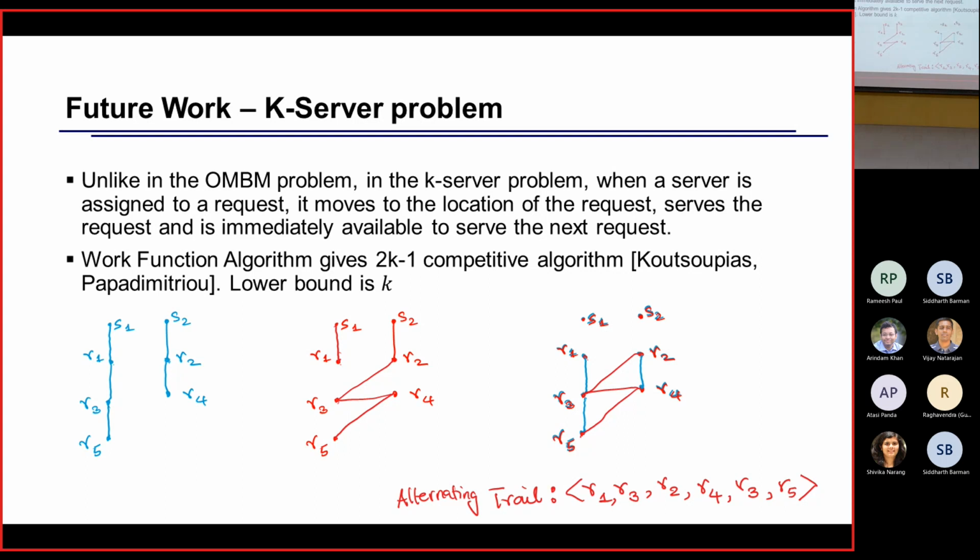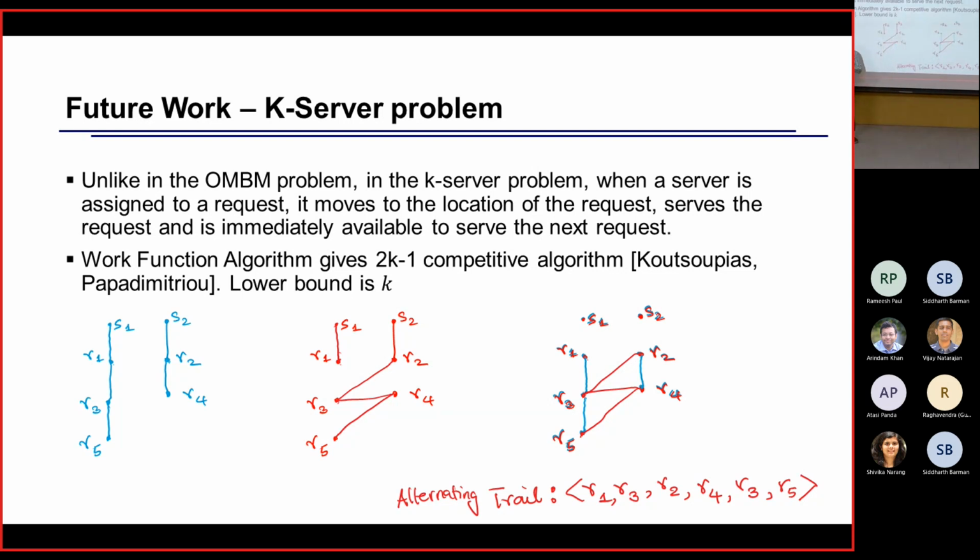If you take the symmetric difference of these 2 solutions, you'll see that it's an alternating trail. For folks who may not be familiar with a trail, it's simply a path which does not repeat edges. It is allowed to repeat vertices, but it does not repeat edges. So it's potentially a non-simple path. For instance, if you take R1, R3, R2, R4, R3, and R5, you'll see that the edges alternate between blue and red. It's an alternating path, but it's not a simple path.